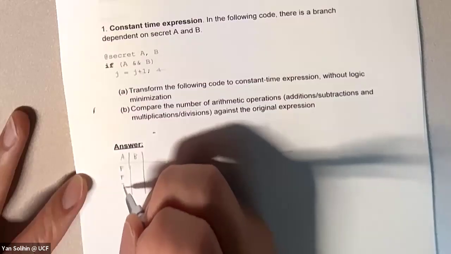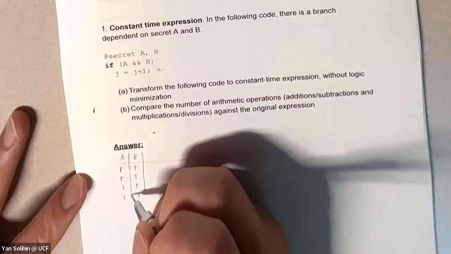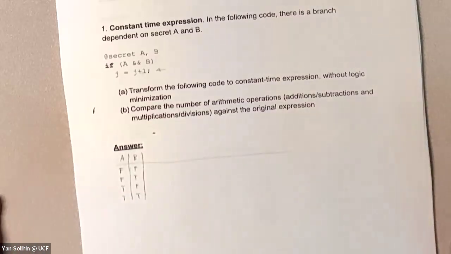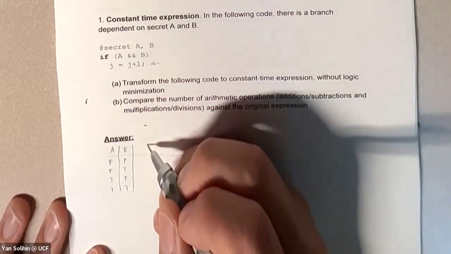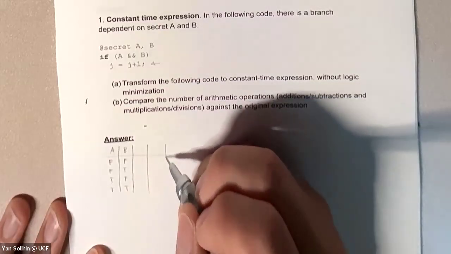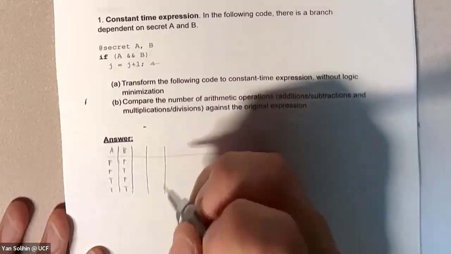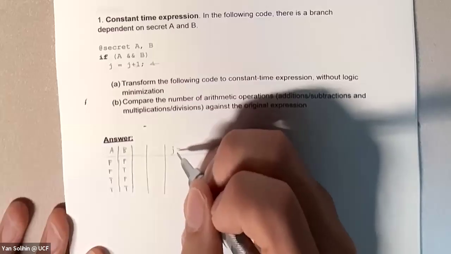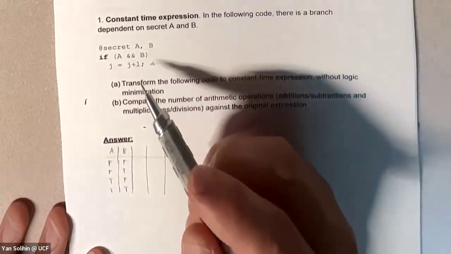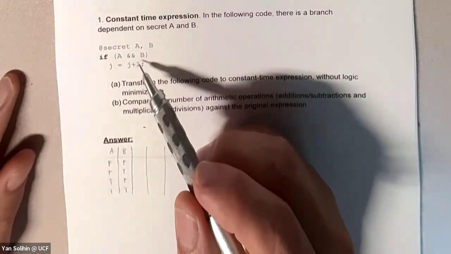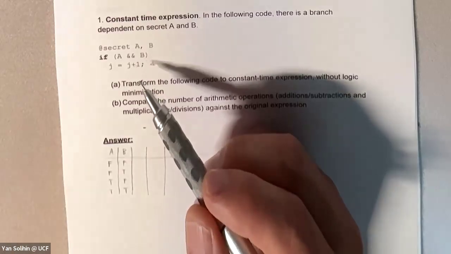False, false, true, true, false, true, false, true. And then, okay, I'm going to leave some room for something else, but later we will revisit it. But for now, J will be assigned what value? By working out the logic of this code, we will figure it out.